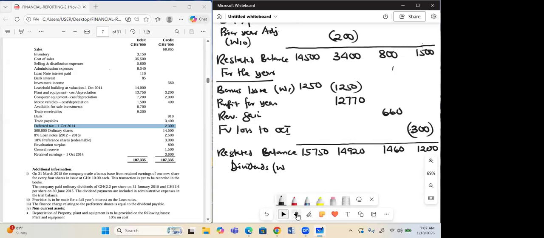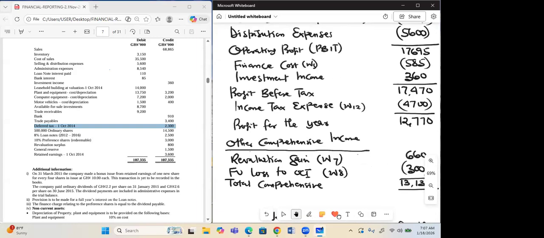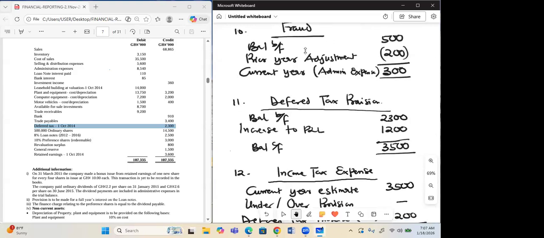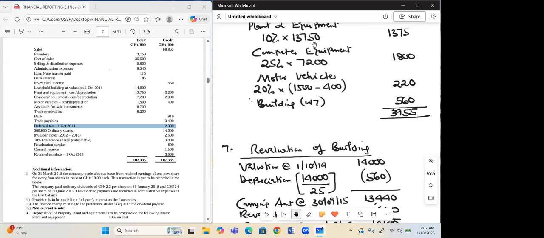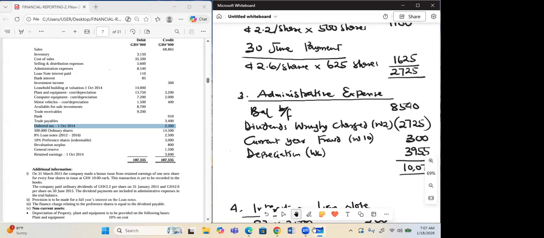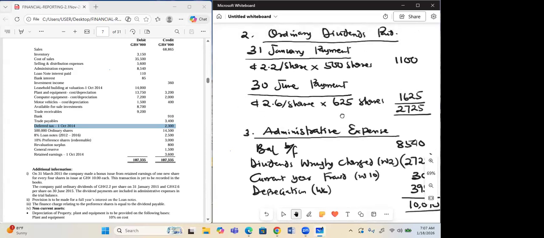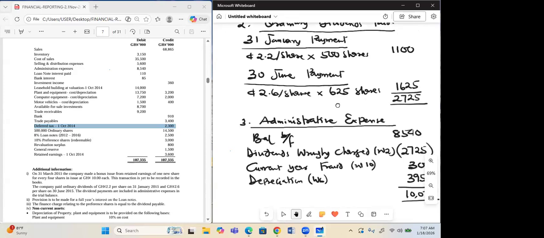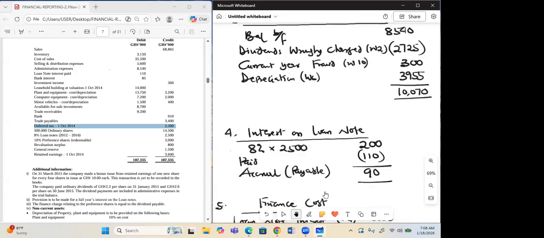Yeah. So the dividend. What was the dividends? We did it in working number 2 also. Let's go and check. The dividend paid. Yeah, the one they put in administrative expense and we took it out. That's it. The dividend was in working 2, 2,725. Can you all see it here? 2,725. So let's go back and put it there.